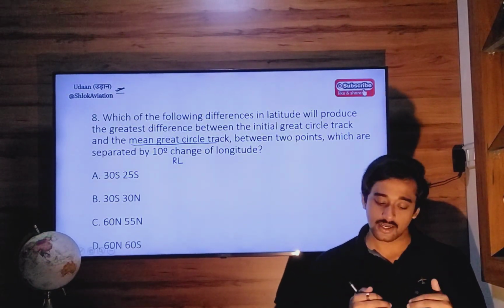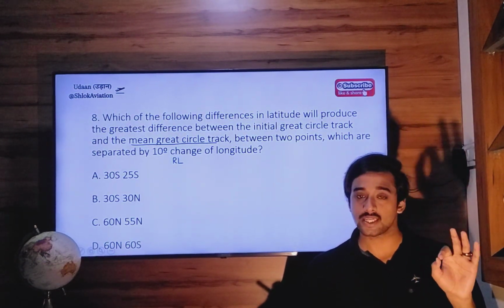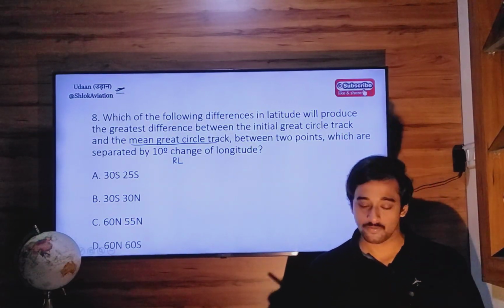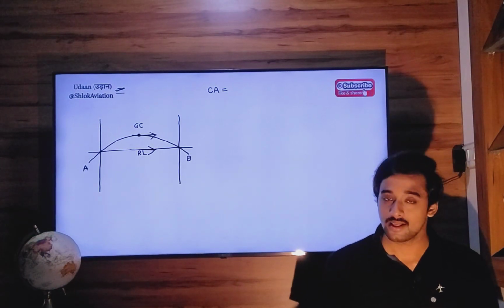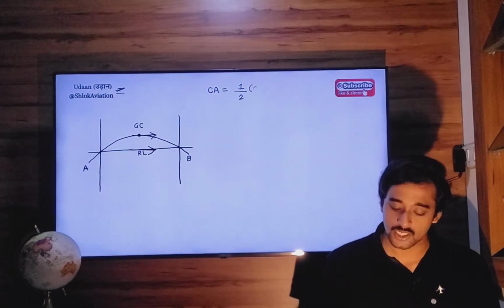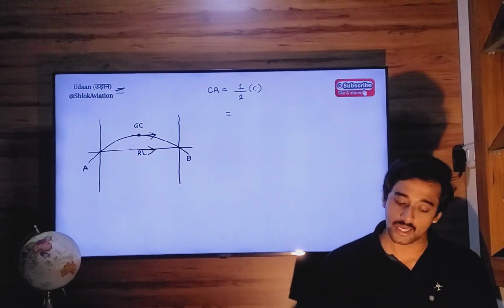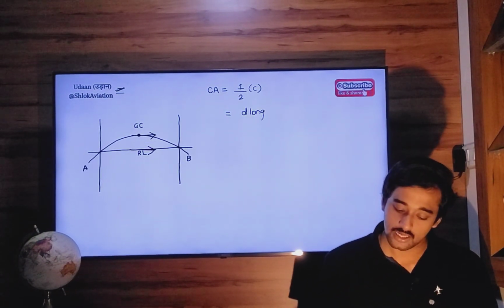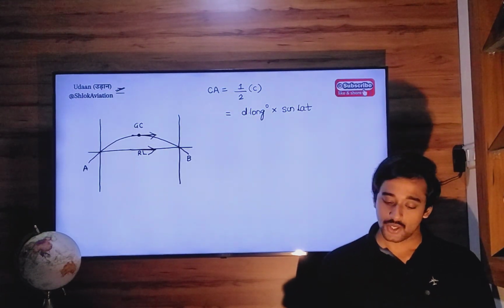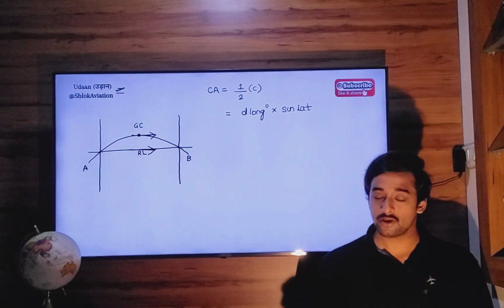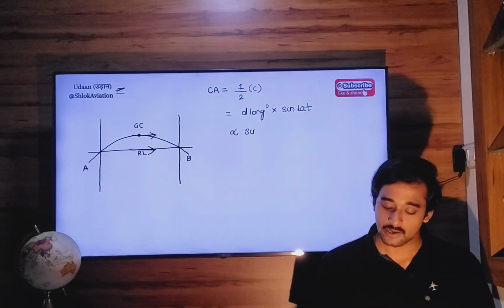So indirectly they are asking us to find the latitude where the difference between your great circle track and your rhumb line track will be maximum. Now the difference between great circle track and rhumb line track is called convergency angle. Convergency angle is nothing but half of convergency. So what is convergency? Half is a constant value, so ignore that. Convergency is d long in degrees multiplied by sine of latitude. That means the difference between great circle and rhumb line will be directly proportional to sine of latitude.